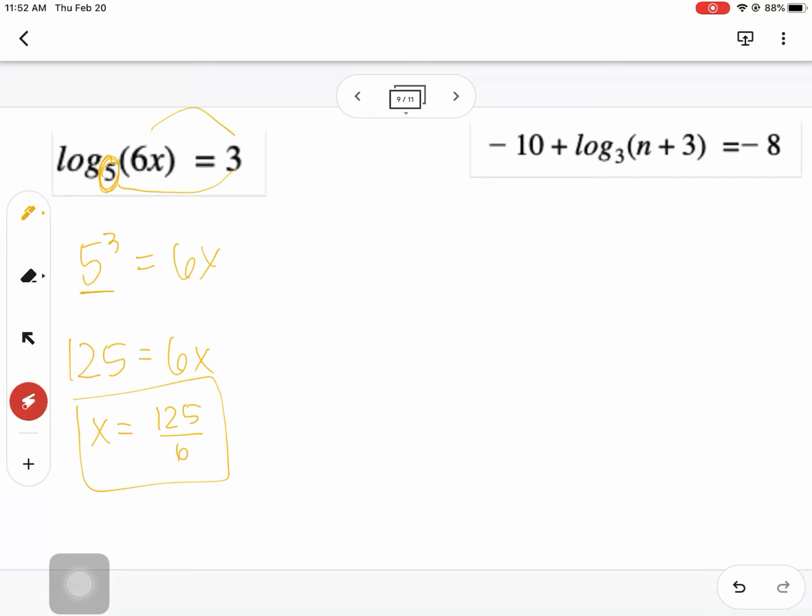We do need to check it. So if we take this 125 over 6 and plug it in, that is going to be positive, because if you do 6 times 125 over 6, you get 125, so that's fine.